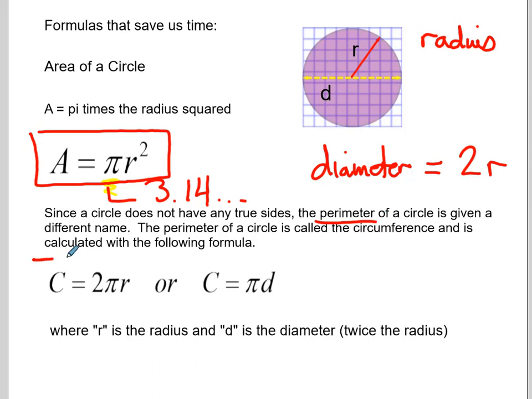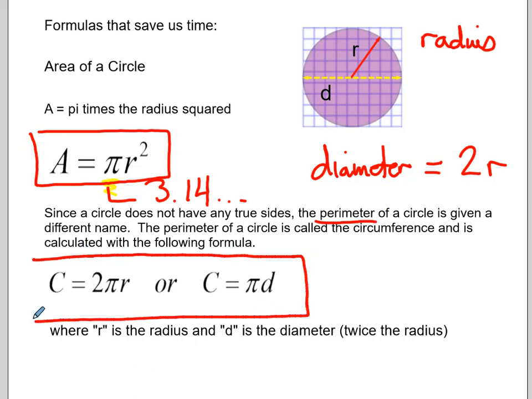So it comes in 2 forms. You could have 2 pi r. Remember that 2 times r is just the same thing as d. Either one of those will work just fine. Okay, and hopefully this is all review. You've seen most of this before, I hope.